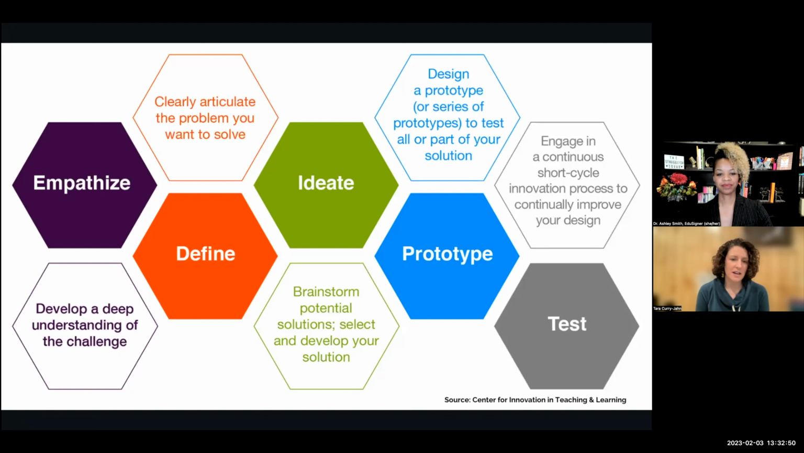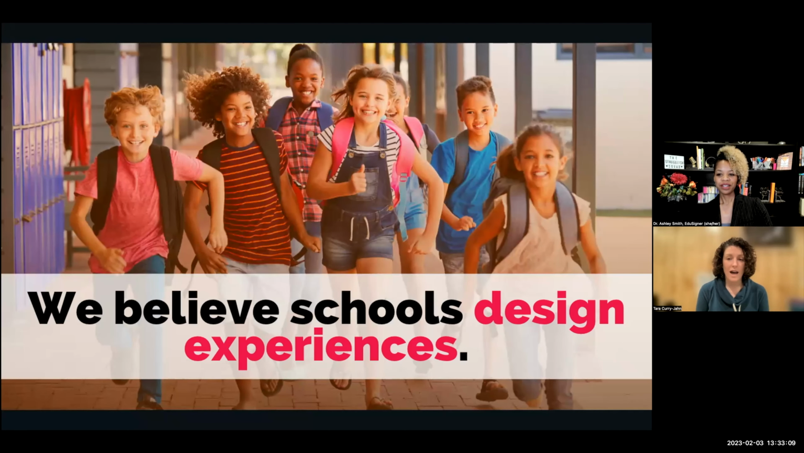This is a picture from the Stanford D School and added to by the Center of Innovation and Teaching and Learning, really to articulate the 5-step process for design thinking that, as you can see, starts with empathy, which is really rooted in developing a deep understanding of the challenge. And why that's important in education is that we really believe that schools design experiences.